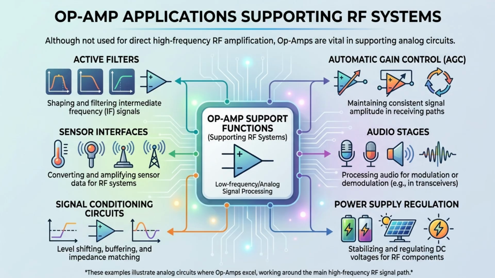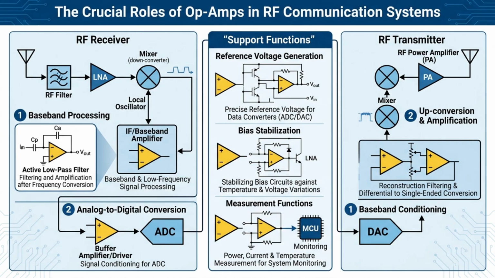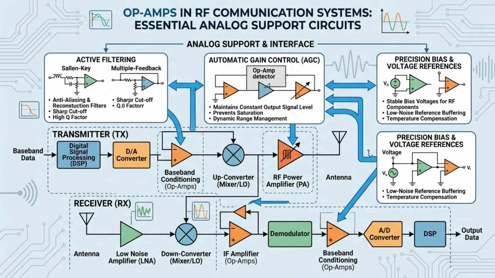They are commonly found in active filters, sensor interfaces, automatic gain control circuits, audio stages, signal conditioning circuits, and power supply regulation. Inside RF receivers and transmitters, op-amps process baseband and low-frequency signals after frequency conversion. They also generate reference voltages, stabilize bias circuits, and perform measurement functions throughout communication equipment. For RF engineers, understanding op-amps is essential because every complete communication system contains numerous analog support circuits built around them.